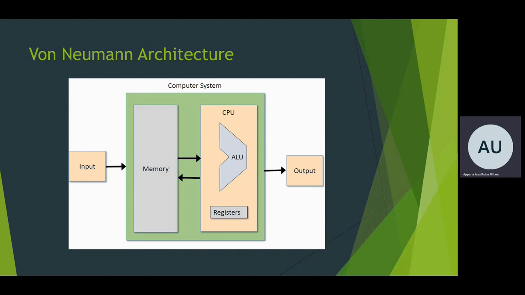The next step is the computer system. First, let's see the von Neumann architecture. Here, if we give the input, it will be accessed through the memory, and the CPU, ALU, and registers, which is the central unit, will be useful for doing the operations, and it will give the output.